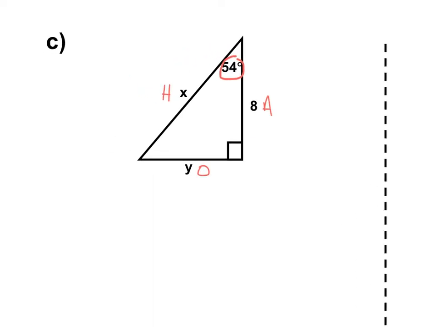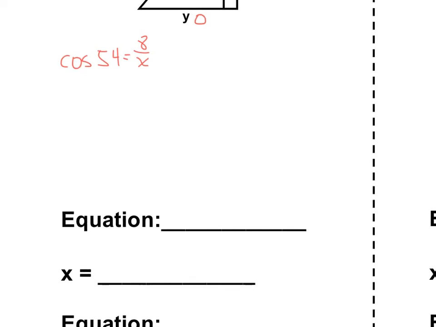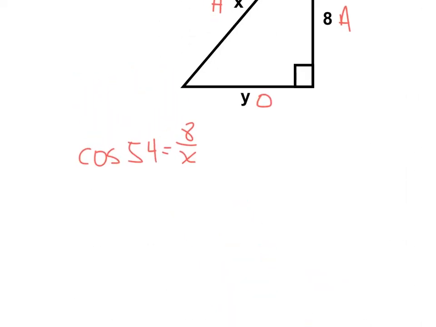I'm going to find x first. I know a. I'm trying to find h. That means I'm going to use cosine of 54 equals a, which is 8, over x, which is our hypotenuse. Now I can use that as my equation down here. Cosine 54 equals 8 over x. Now we haven't had one like this. This time x is in the denominator, but we can kind of work it the same way. I'm going to multiply both sides by x.